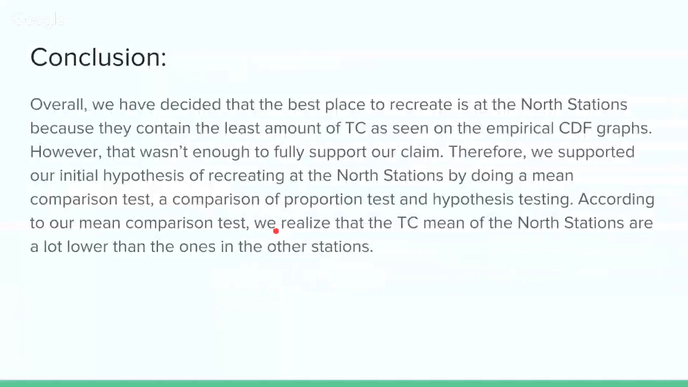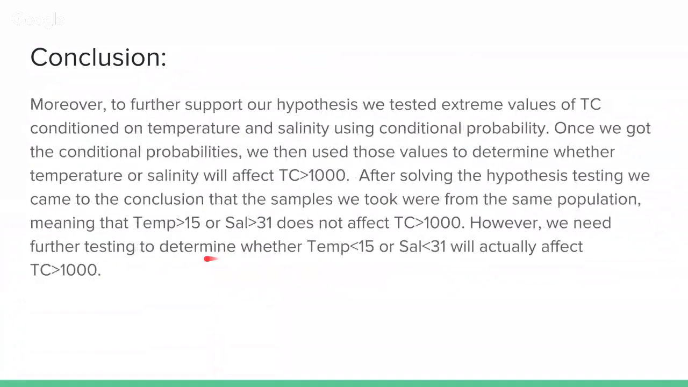Moving on to conclusions. Overall, we have decided that the best place to recreate is at the North Station because those stations contain the least amount of TC, as seen on the empirical CDF graphs. However, it wasn't enough to fully support our claim. So in addition, we supported our initial hypothesis of recreating at the North by doing a mean comparison test, a comparison of proportions test, and hypothesis testing. According to our mean comparison test, the TC mean of the North stations is a lot lower than the ones at the other stations.